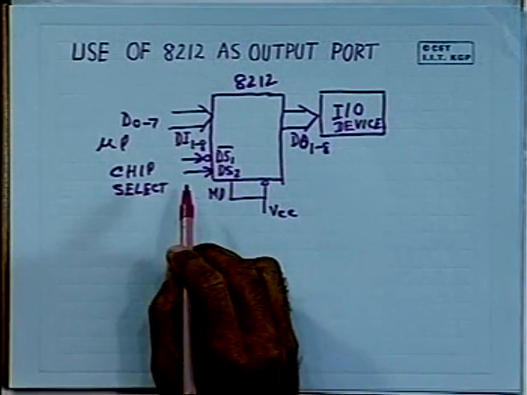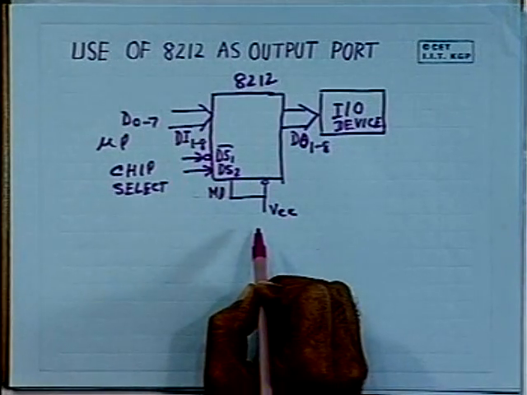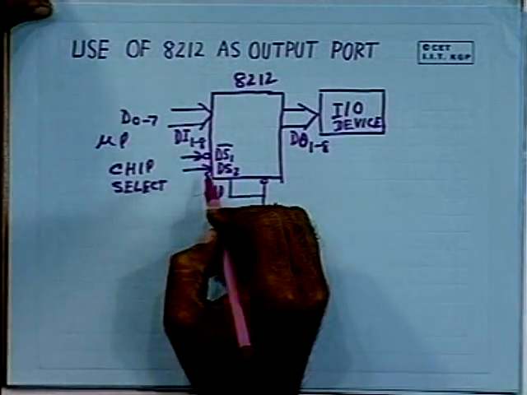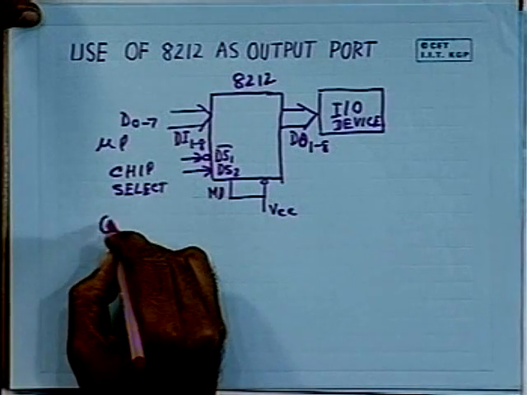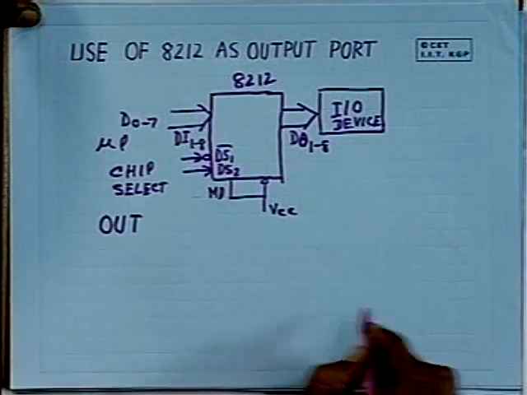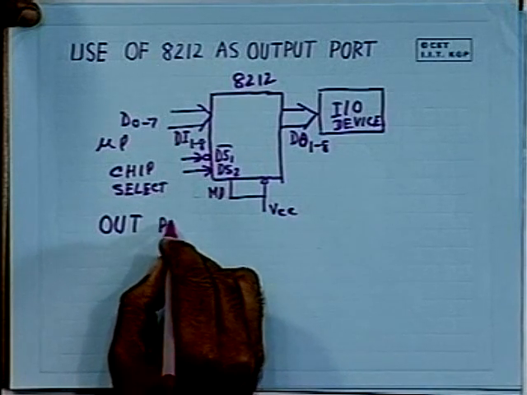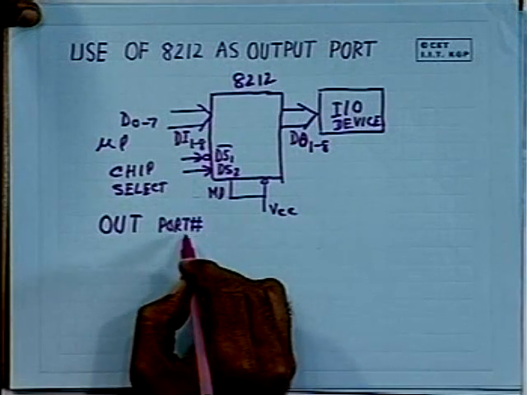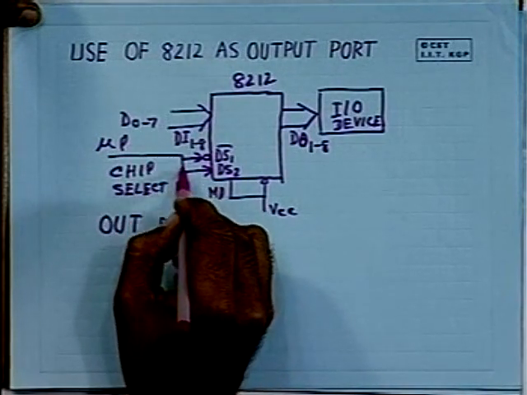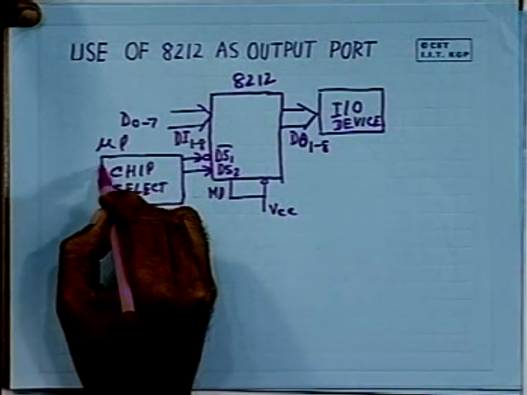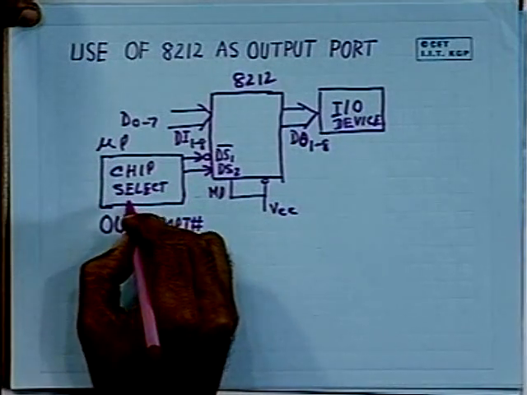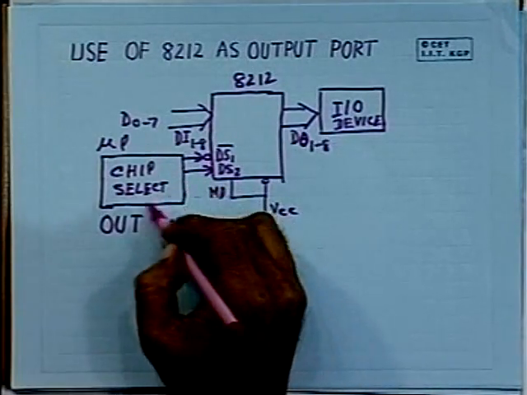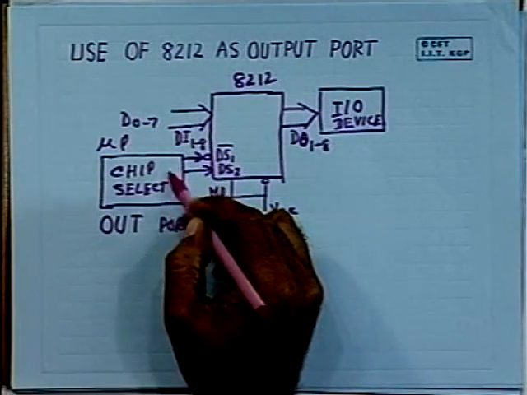Now let us see how it can work as an output port. The data that has to be transferred to this port has to be transferred by executing an OUT instruction. And obviously you have to give the port number. The port address has to be provided here, and that port address is decided by a proper decoder circuit which is connected to the chip select. That means the chip select hardware will decide this particular address, and this can be implemented with the help of the decoder circuit which we have discussed at length.